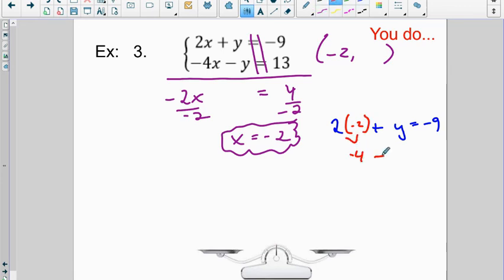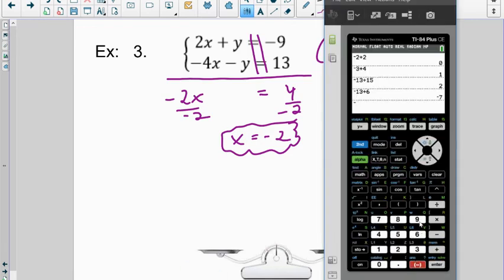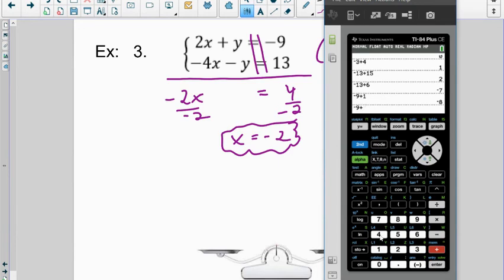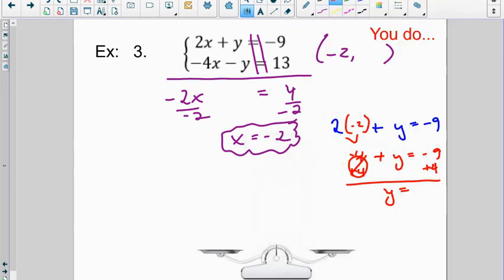So 2 times negative 2 is negative 4. And it looks like to get y by itself, I would have to add 4 on each side to get rid of that negative 4. Let's see, negative 4 plus 4 is 0. That eliminates. And on the other side, negative 9 plus 4, better double check. I believe it's negative 5. Whoops, I hit the wrong button. Negative 9 plus 4. All right, your calculator is only going to do what you tell it to. Yes, it is negative 5.